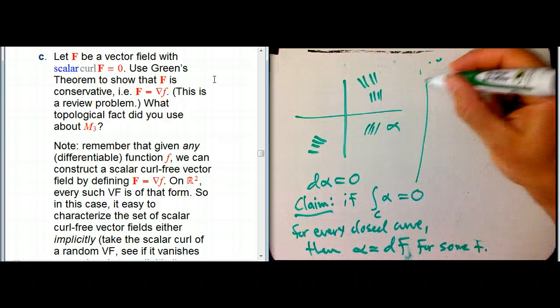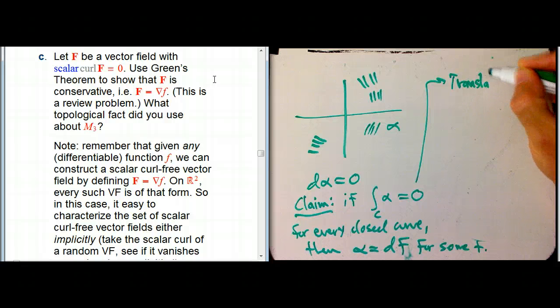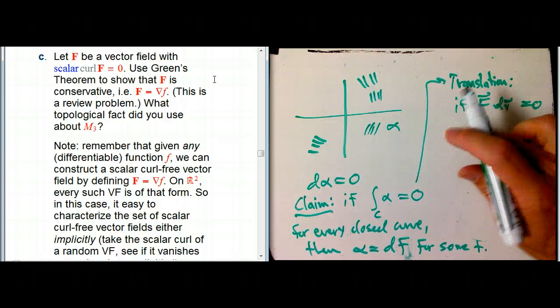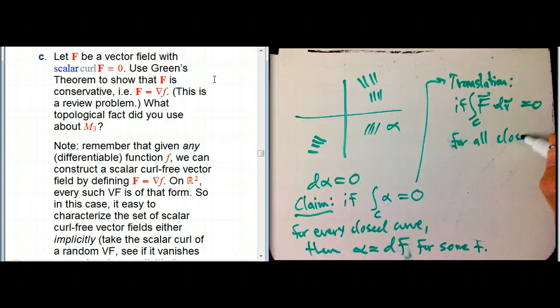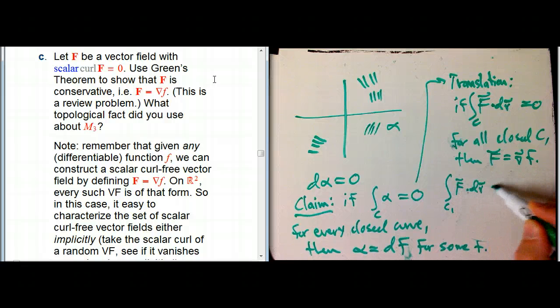Let's translate that to vector fields, because you should have seen this statement in terms of vector fields. Here's the equivalent claim: if the integral over a closed curve C of f dot dr equals 0 for all closed curves C, then f is a gradient. It's a conservative vector field. The sketch of the proof, if that's not familiar to you, is that if the integral over a closed curve is 0, then you also get the statement that the integral over any two curves are equal if C1 and C2 have the same endpoints.